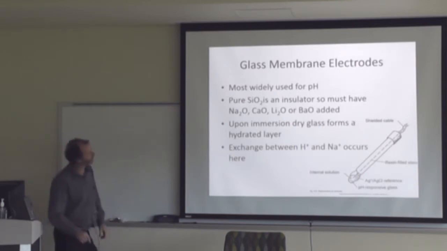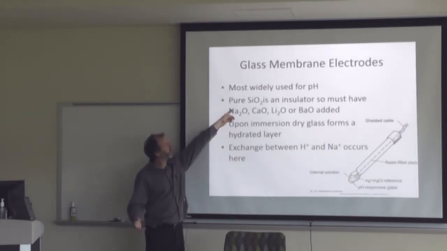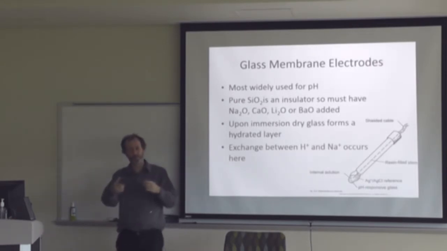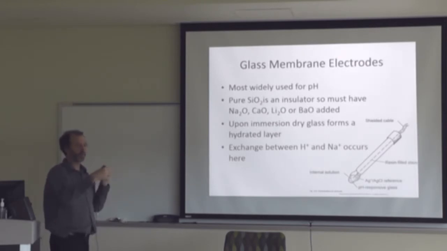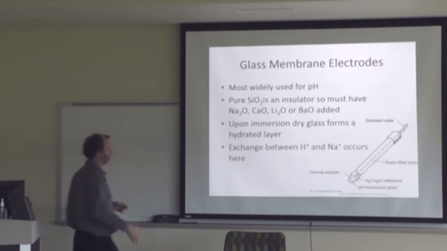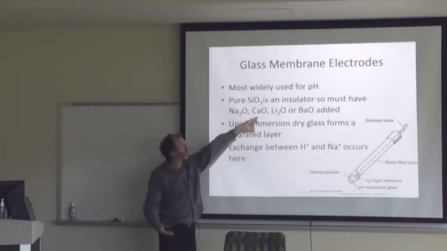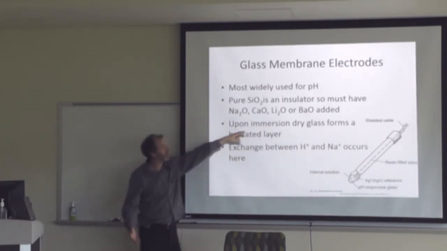But this is what I was talking about. The glass membrane electrodes are used for pH, because the silicon oxide of the glass is able to absorb hydrogen ions. Those hydrogen ions alter the potential across one side from the other. If you have a constant amount of cations on one side that react with the glass, the more hydrogen ions you have, the more positive charge you'll have on the outside, which will change that potential difference. Most widely used for pH, pure silicon oxide is an insulator, so you have to have some sodium oxide, calcium oxide, lithium oxide, or barium oxide added.